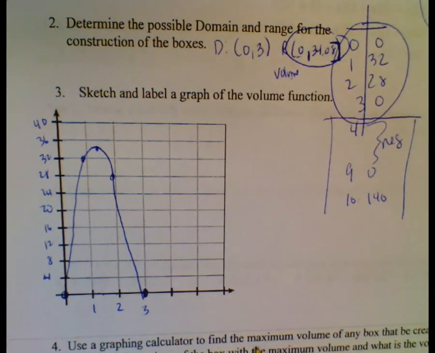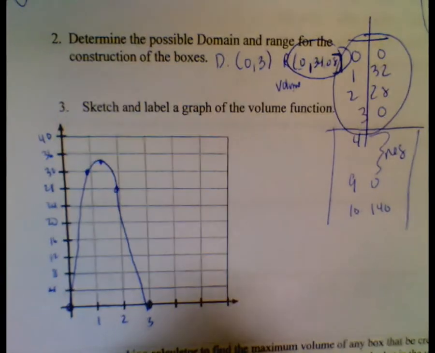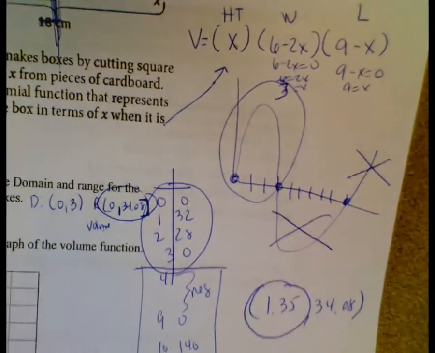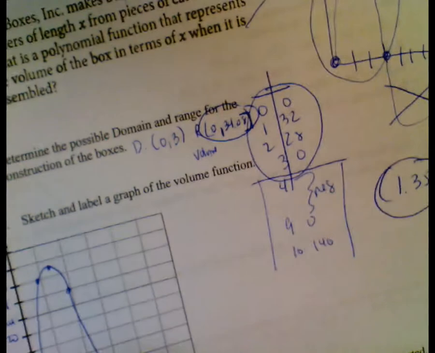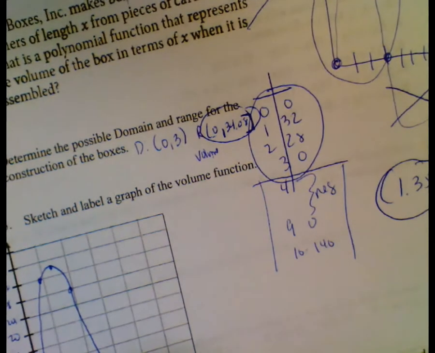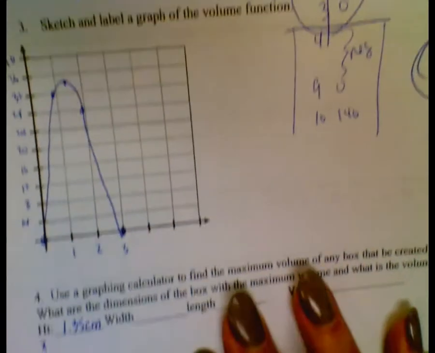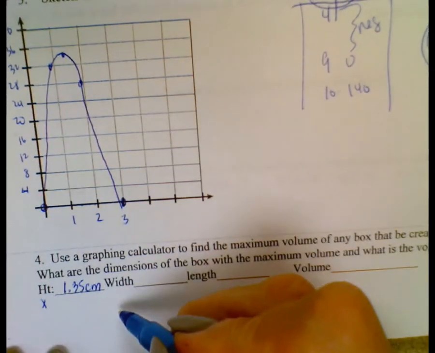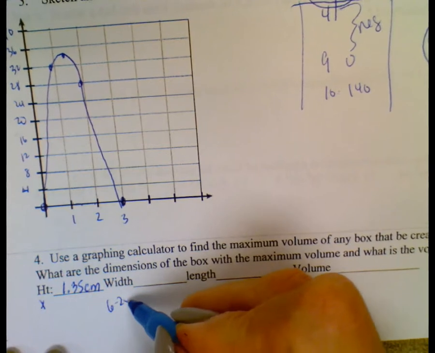Use a graphing calculator to find the maximum value of the box. What are the dimensions of the box with the maximum volume? What is the volume? Okay, so the height. The height, remember, was x, correct? So x is our max right here, 1.35. So your height is 1.35, and this was in centimeters. So don't forget your centimeters on the test. 1.35 centimeters. Now the width, if you remember, was 6 minus 2x.